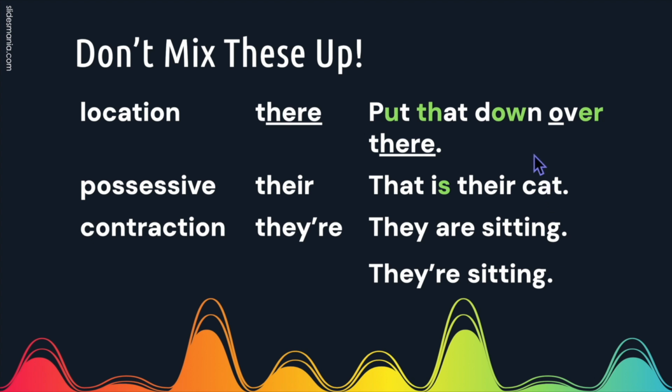So again, when trying to figure out which word you want to use, if you could use the word here, use T-here, there. If you could use her, use the EIR one. If you could replace it with they are, use the contraction.